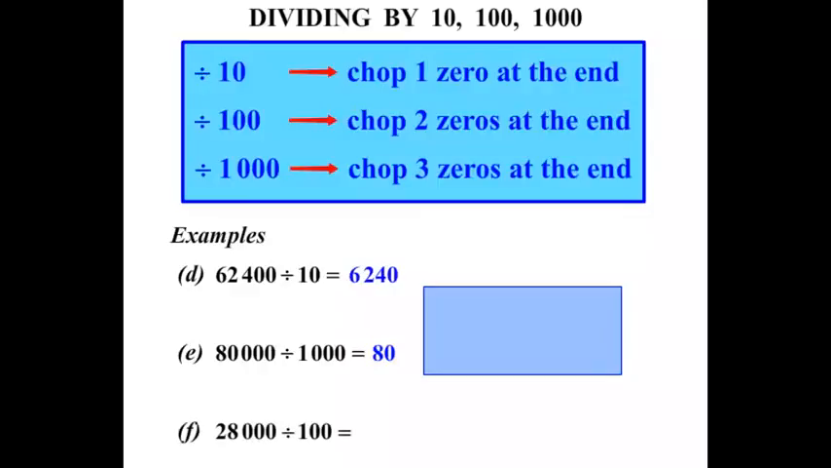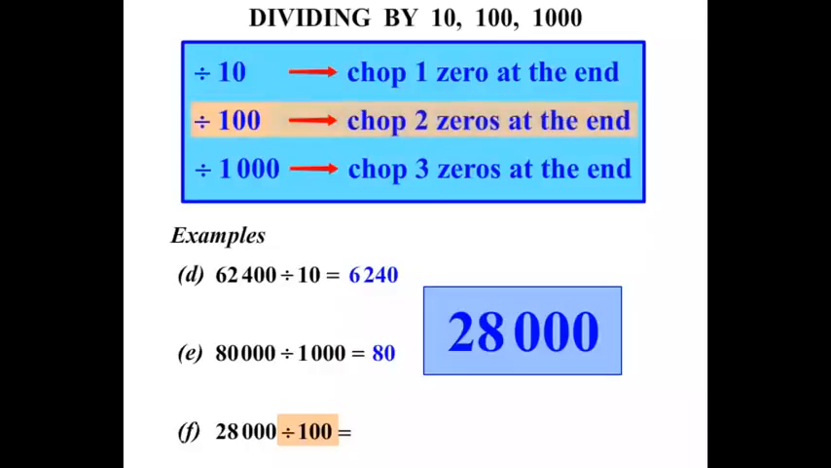28,000 divided by 100. So the 28,000, let's write that down. Dividing by 100, we're going to chop 2 zeros off at the end. So there they are, 2 zeros, let's cross them out. We are left with 280 as our answer.